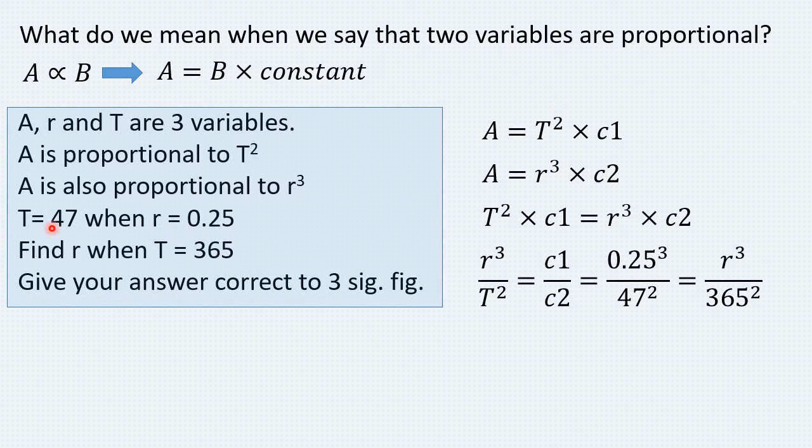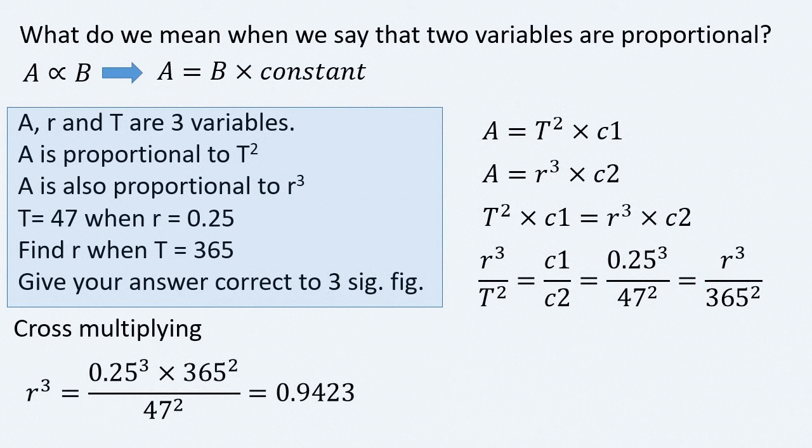If we plug in the numbers that we have in the question and substitute 0.25 for R and 47 for T, we get 0.25 cubed divided by 47 squared equals R cubed, which is unknown, divided by 365 squared, which is the other value for T. Now, if we cross multiply, which means that we multiply both ends of the cross whose values are known, namely 0.25 cubed and 365 squared, and divide this by 47 squared, the pair in the cross whose other end is unknown, we have R cubed equals 0.25 cubed multiplied by 365 squared all over 47 squared.